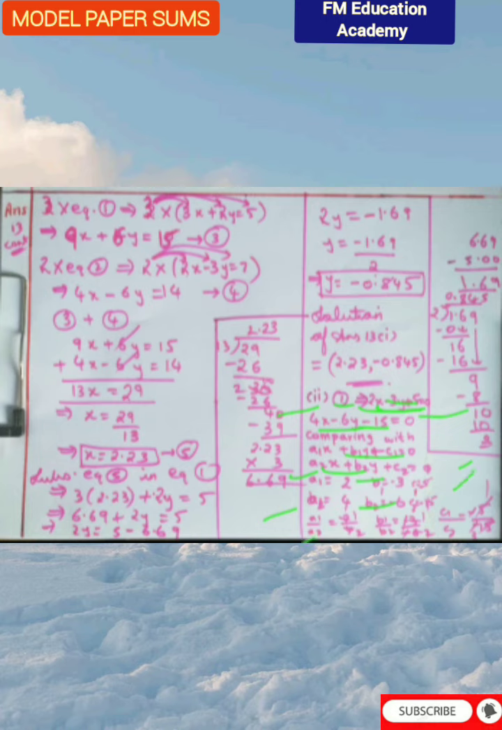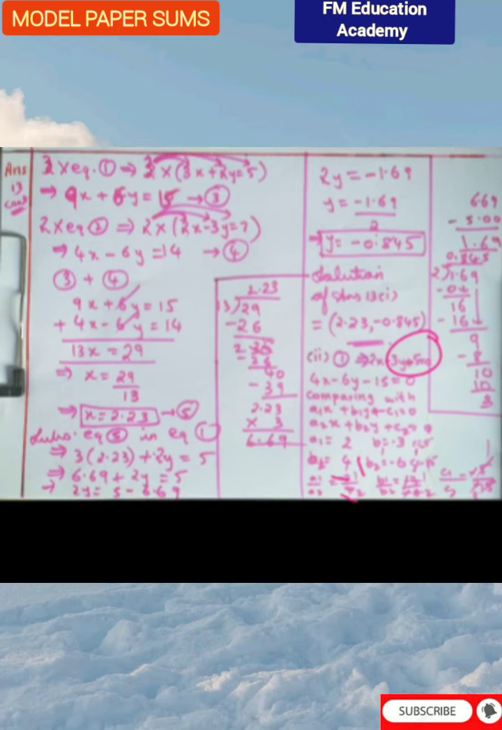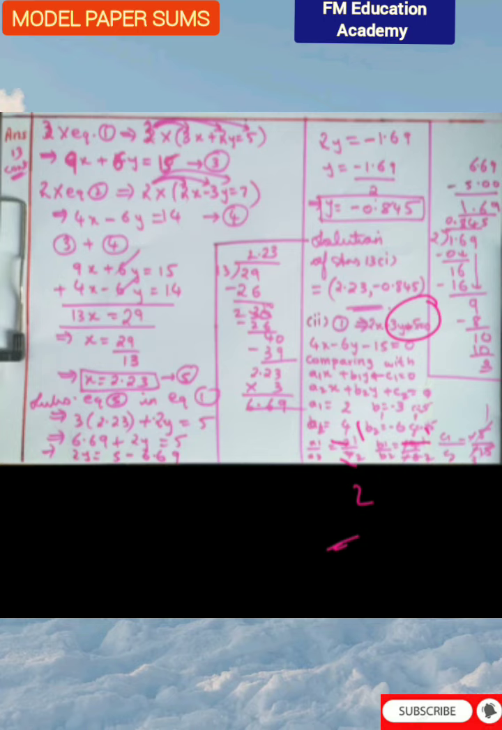So a1 by a2 is 2 by 4, b1 by b2 is minus 3 by minus 6 and c1 by c2 is 5 by minus 15. Okay. So here we get 2 1s are 2, 2 2s are 4, so we get 1 by 2 here. Here 3 1s are 3, 3 2s are 6, 1 by 2. Here 5 1s are 5, 5 3s are 15. Here we are getting 1 by 3.